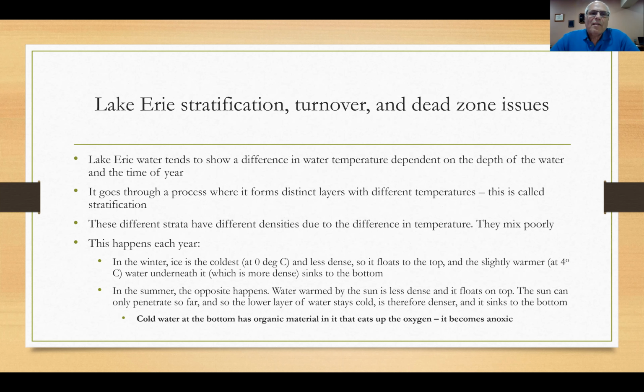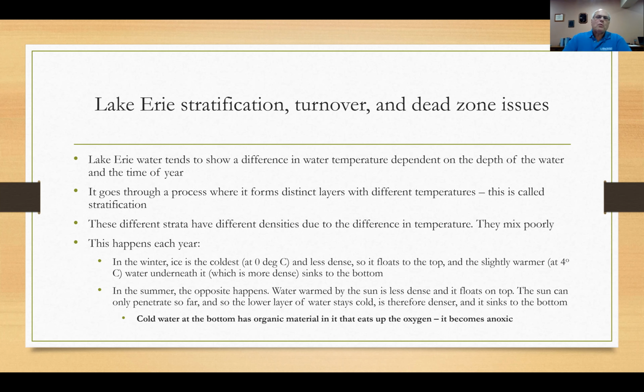So because of the lack of information that you have now, I want to educate us all on the stratification, turnover, and dead zone issues that big bodies of water like Lake Erie tend to go through. Now, Lake Erie water tends to show a difference in water temperature depending on the depth of the water and the time of year.